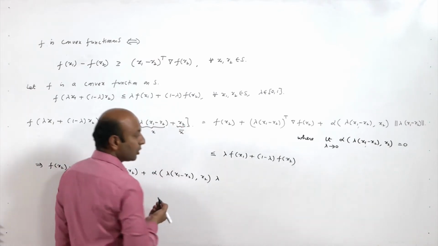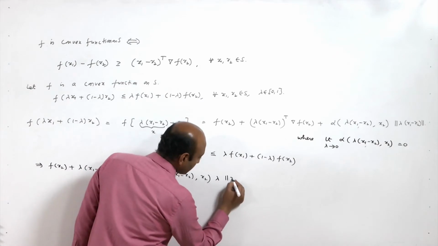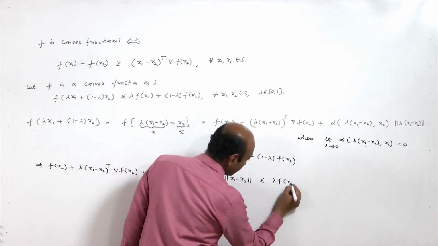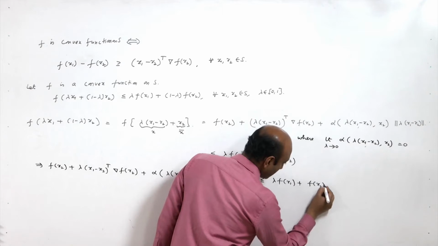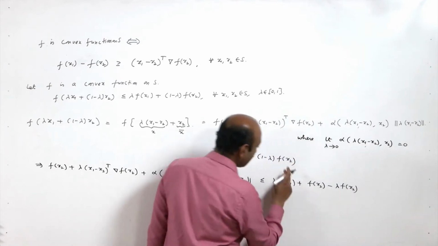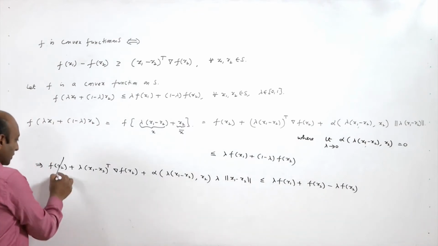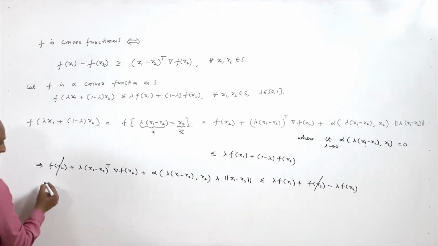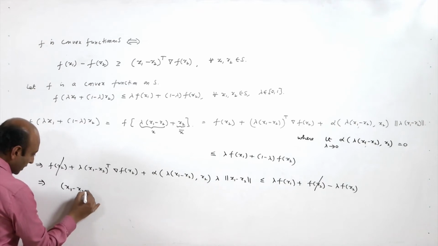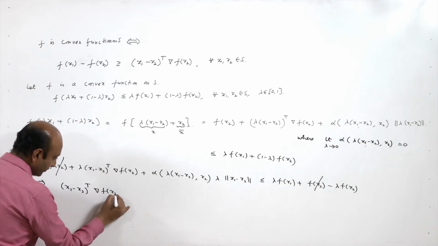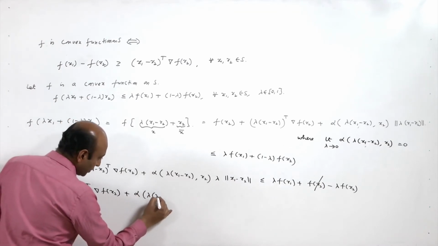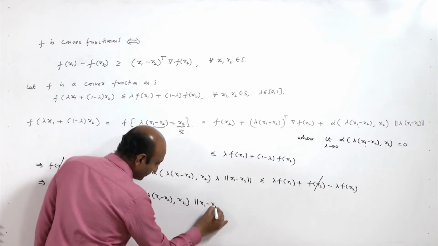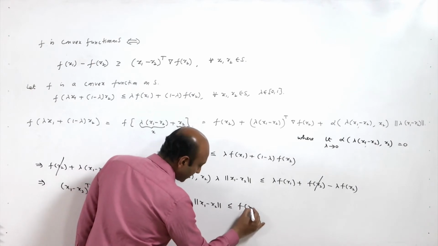Now lambda can be taken out because it is between 0 and 1, and norm of x1 minus x2, which is less than or equal to lambda f(x1) plus f(x2) minus lambda f(x2). You multiply f(x2) here. Now this f(x2) and f(x2) cancel out from both the expressions. You divide by lambda throughout. So what we obtain is (x1 minus x2) whole transpose gradient of f(x2) plus alpha lambda into (x1 minus x2), comma x2, norm of (x1 minus x2), is less than or equal to f(x1) minus f(x2).